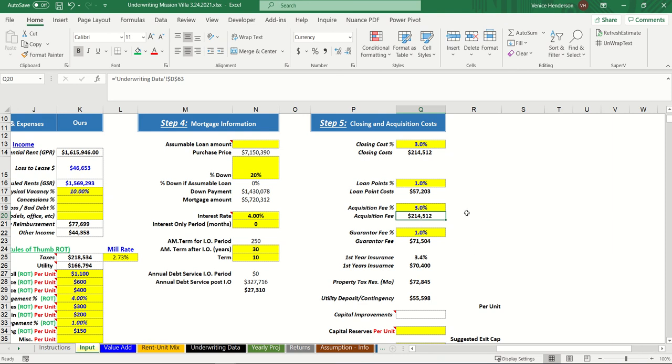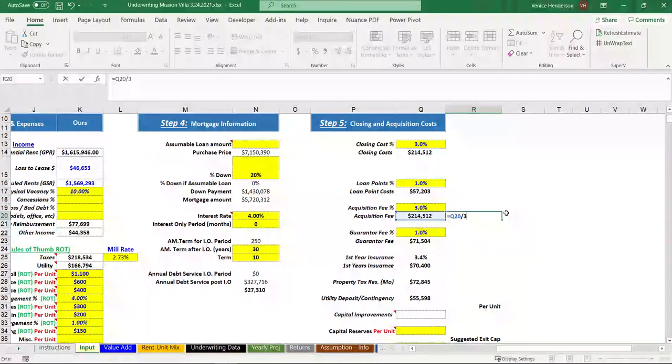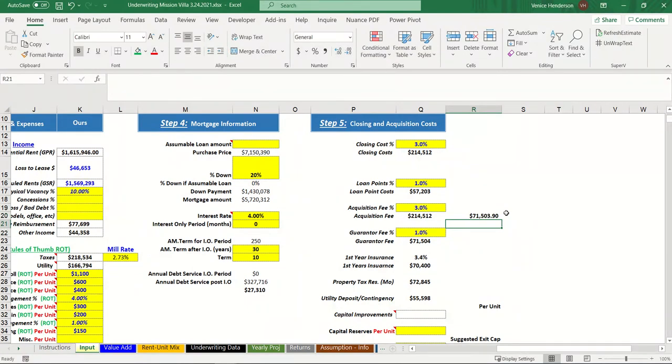214,000. All right, and now I just want to divide that by 3 because that's an acquisition fee. That's something we walk away with at the table. That's 71,000 right there in our very first deal, you all. And that's just with the acquisition fee alone.